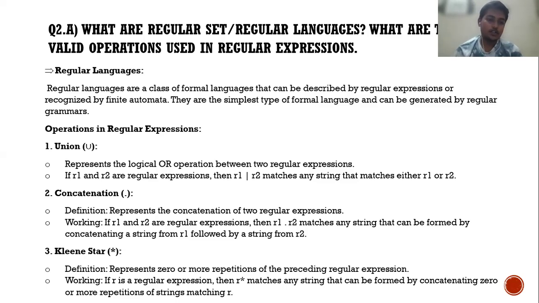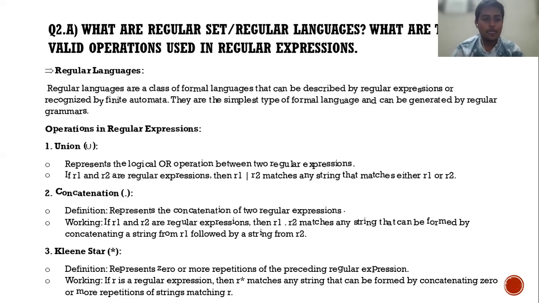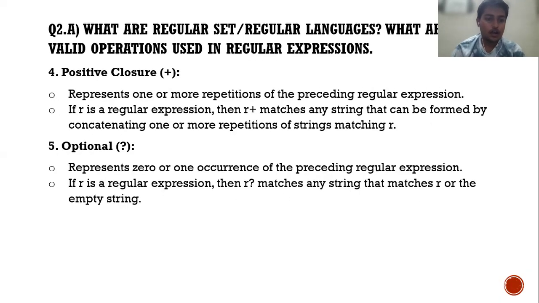Here we define the regular languages. Regular languages are a class of formal languages that can be described by regular expressions or recognized by finite automata. They are a simple type of formal language and can be generated by a regular grammar. Some operations performed on regular languages are union, concatenation, Kleene star, positive closure, and optional. There are other operations besides these which are also used.